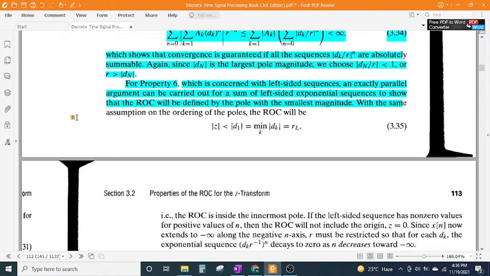Specifically, Figure 3.8(b) corresponds to a right-sided sequence, (c) to a left-sided sequence, (d) to a two-sided sequence, and (e) to a two-sided sequence. Figure 3.8: Examples of 4 Z-transforms with the same pole-zero locations, illustrating the different possibilities for the ROC, each of which corresponds to a different sequence.